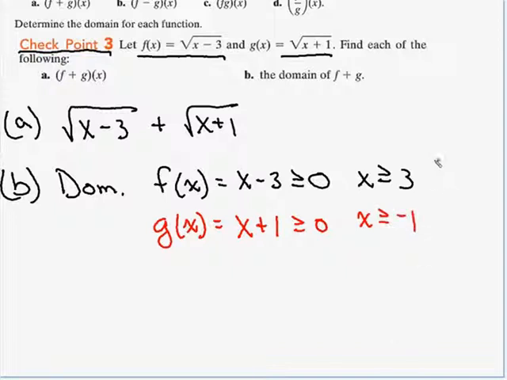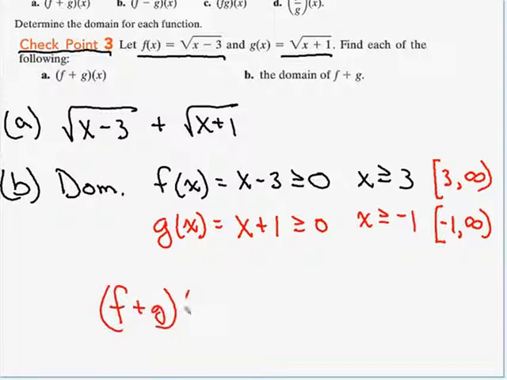Again, if you want to think about it like this, we have our 3 to infinity, and we have our negative 1 to infinity. Where do those domains overlap? Or you could think, what is the more restrictive of the two? Well, that would be the 3 to infinity. So the sum, f plus g of x, its domain has to be 3 to infinity.